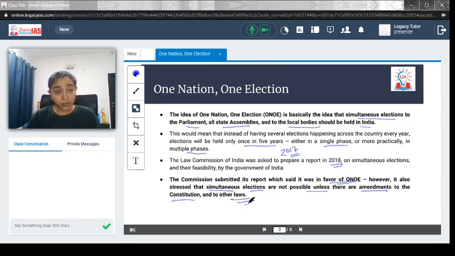With the present constitutional provisions or the laws in place, it is not possible to hold simultaneous elections. It will become ultra vires. So as of today, the government cannot go ahead and conduct one nation, one election. In this video itself, we will discuss what the contentious issues are.